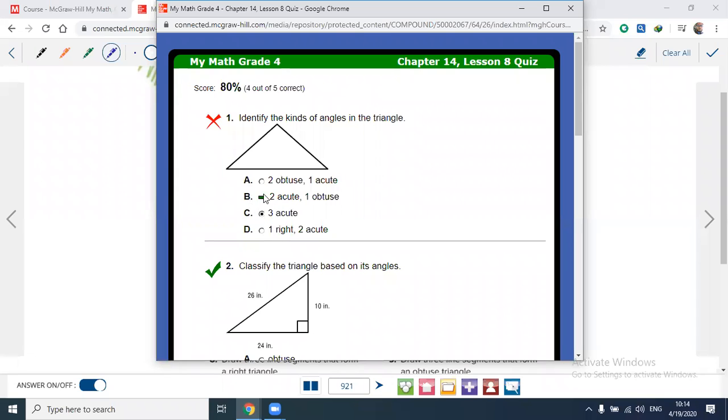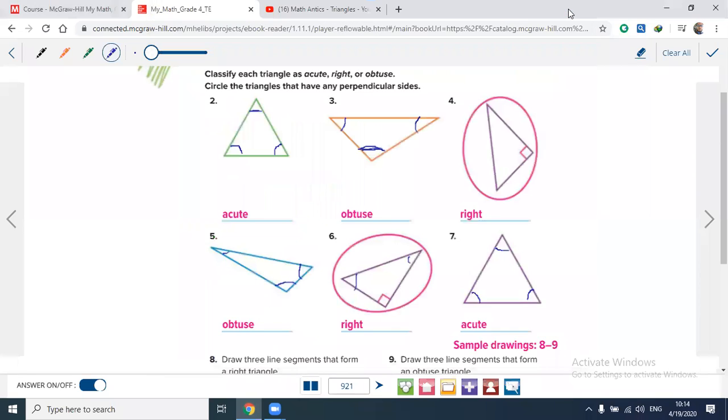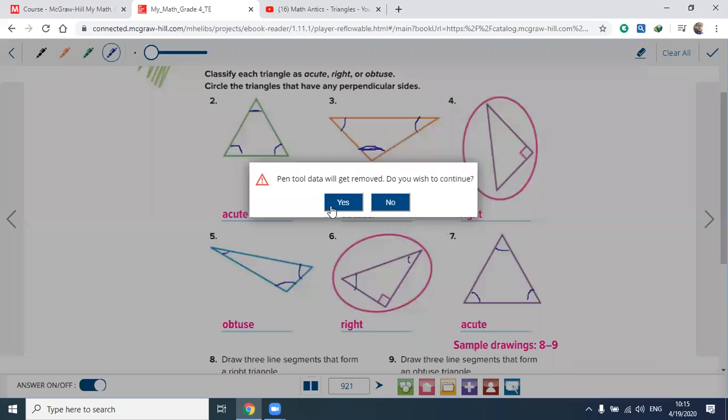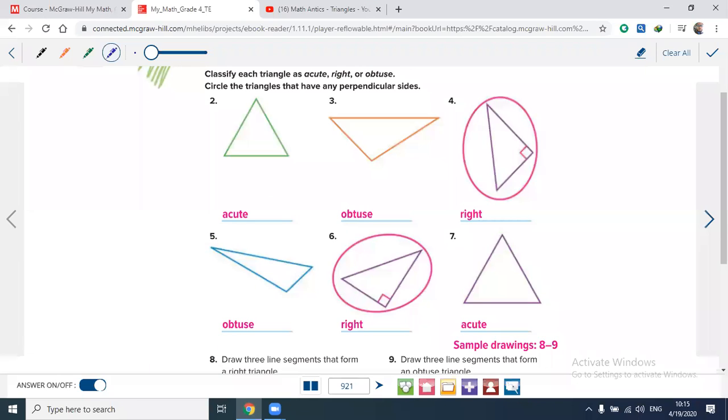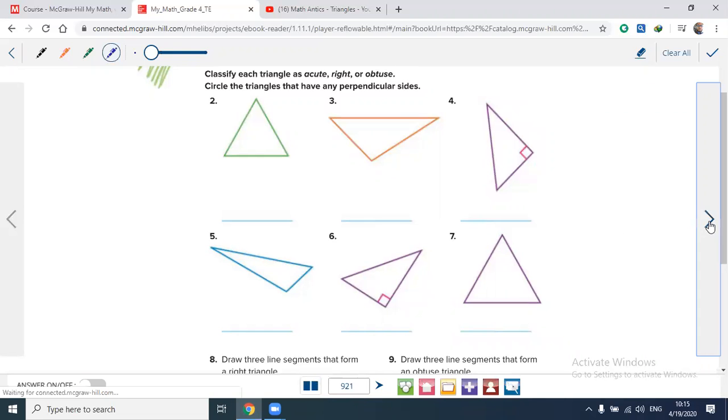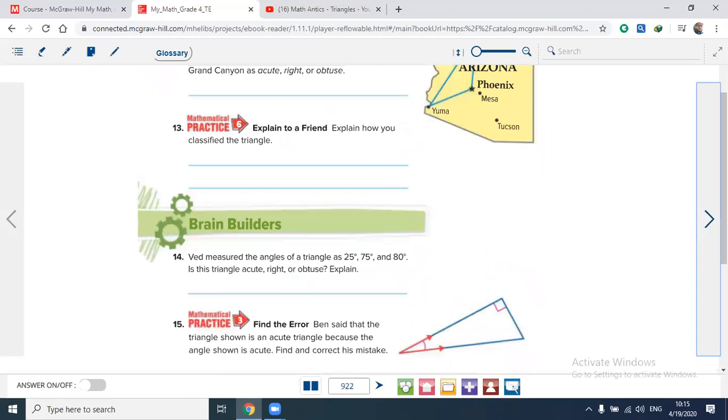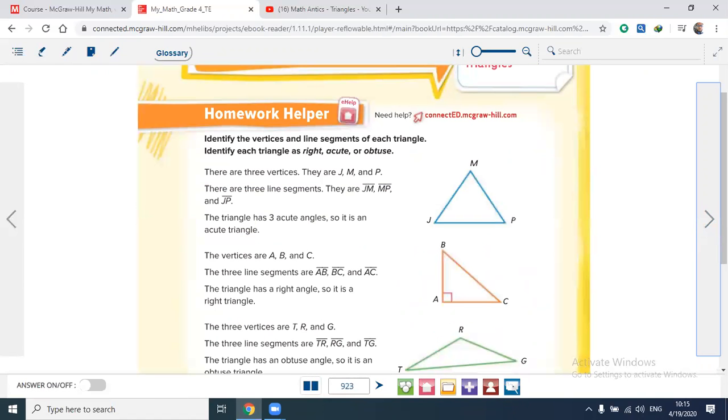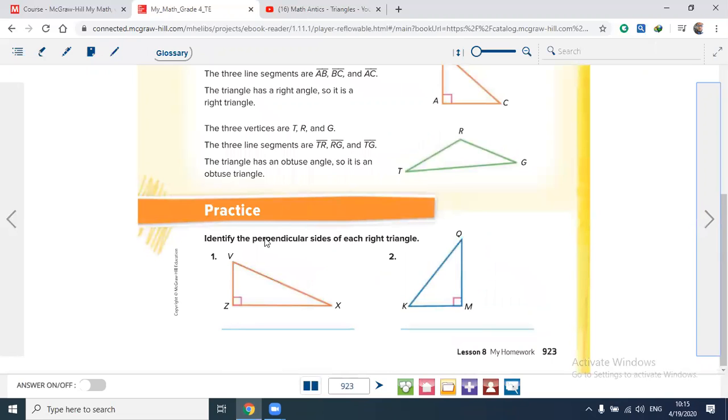You said right, Muhammad. This is two acute and one obtuse. Okay, now let's go to the next page in the book, the homework page 913. Here the question is, identify the perpendicular sides.